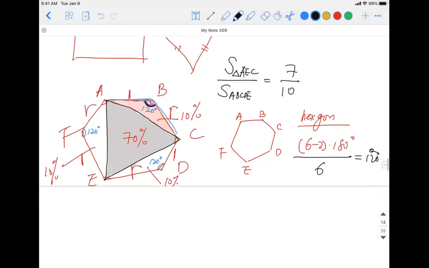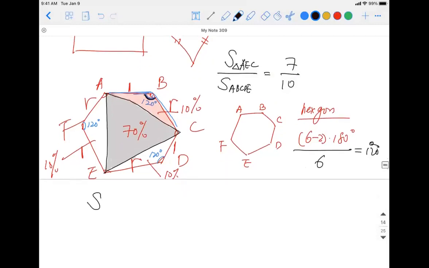So that being said, the area of my gray triangle AEC over the area of my ABC triangle is going to be 7/1. Is that right? The mid part takes 70%, and all three little obtuse triangles, each one is going to take 10%. So this is going to be 7/1. Okay, so let's do this one by one.